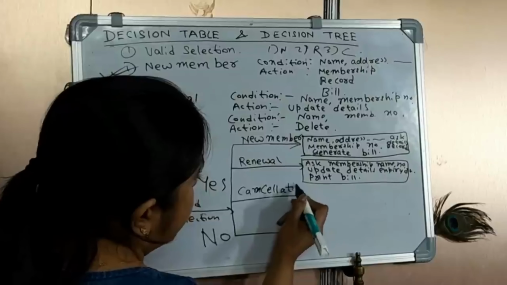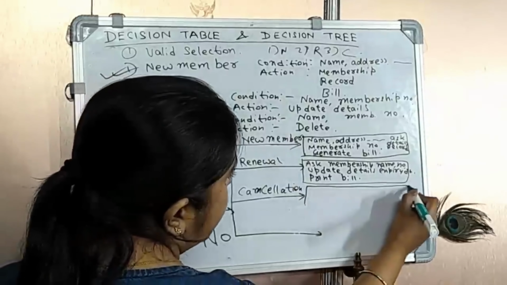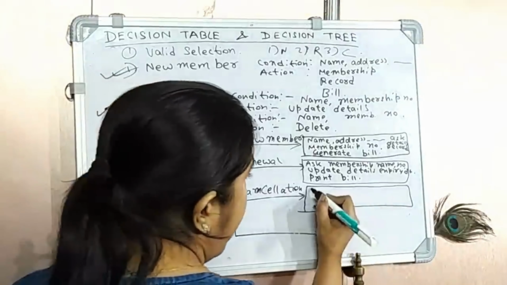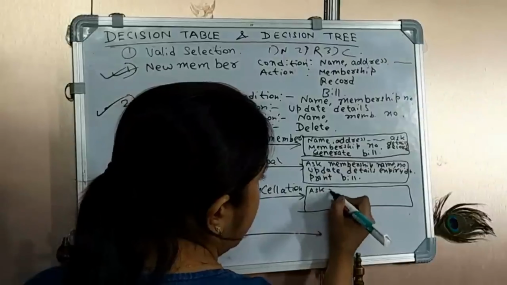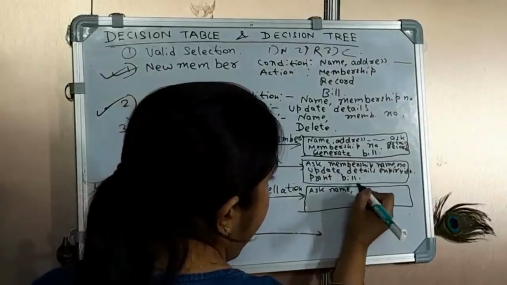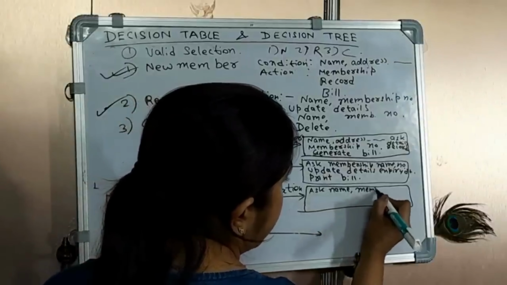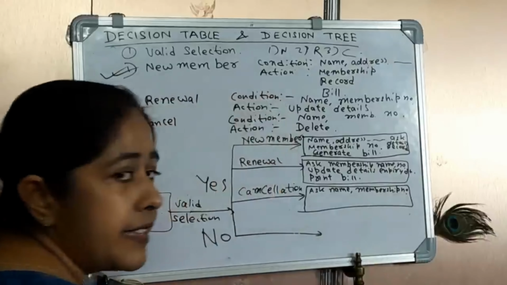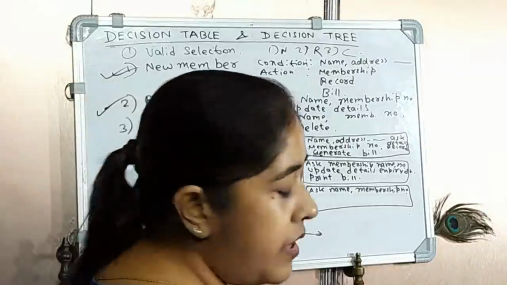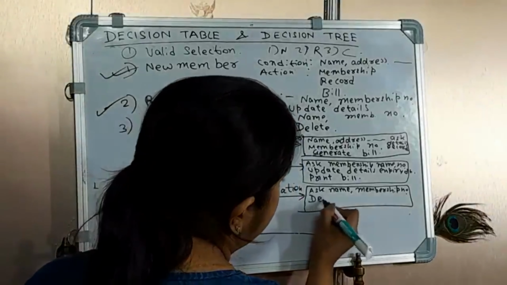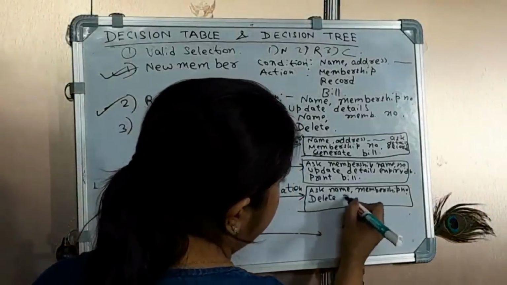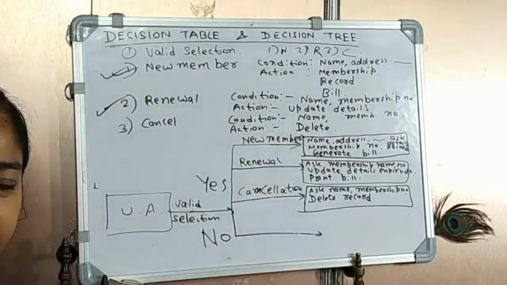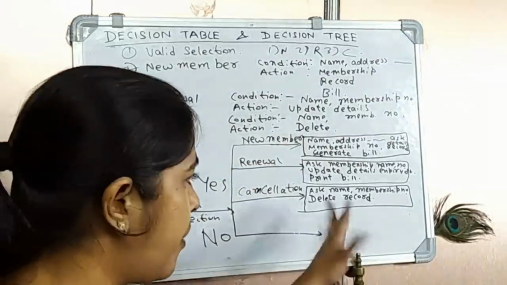Cancellation. For cancellation, what will be my actions? First of all, they will ask me my name and membership number. Same thing again. Now what will we do? They will just delete the record of my name from whatever software is there, from the database.